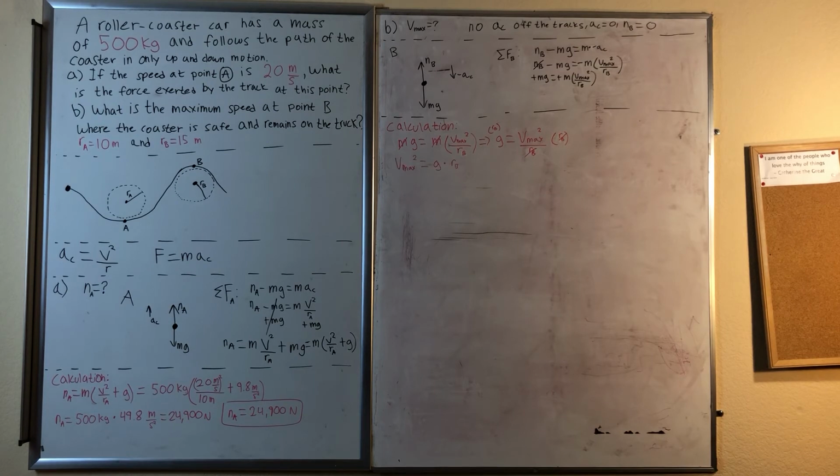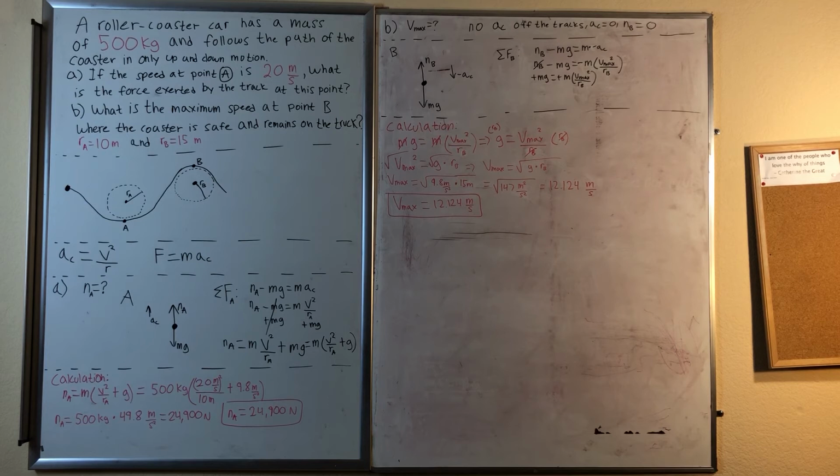Now take the square root of both sides to isolate v max, and get the square root of r sub b times g. Plug in values to get the square root of 9.8 meters per second squared times 15 meters, equals the square root of 147 meters squared over second squared, which equals 12.124 meters per second. So the max velocity is 12.124 meters per second for a safe coaster where the car won't fly off.